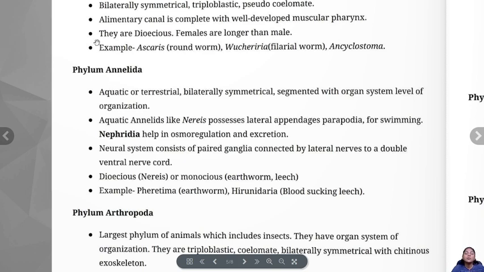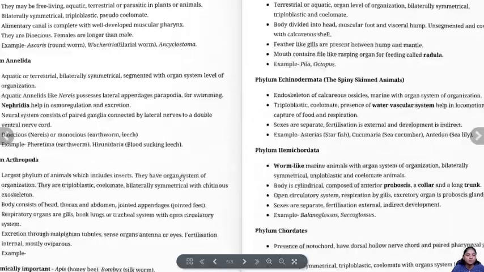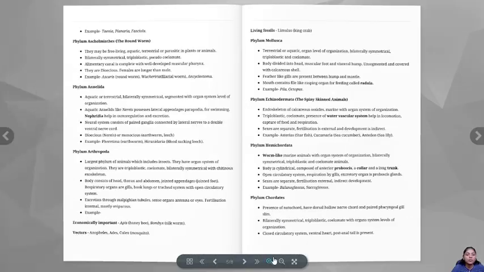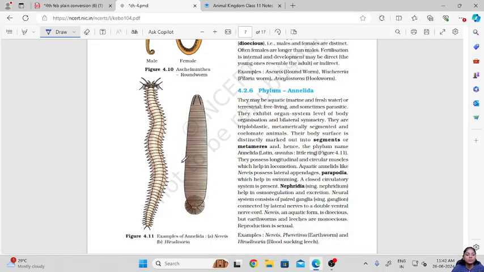Now we are seeing slowly that the organisms are dioecious. So male and female organisms are separate in these organisms. Nereis, for example, is dioecious, whereas some other organisms in annelids are monoecious, for example earthworm or leech. So we'll see now, here we have two examples.